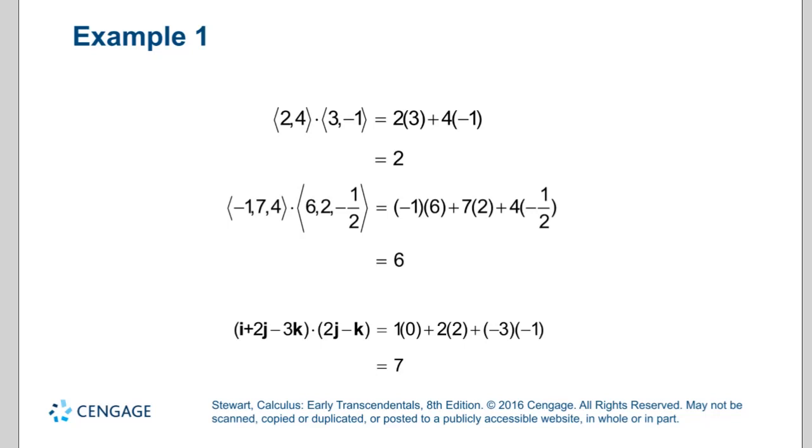You also can do this based on the ijk setup of the vector. You're going to do the same thing. You multiply the numbers in front of the i, which in this case is 1, and notice there is no i in the second one, so it's 0. Then 2 times 2, the two numbers in front of the j's. And then -3 and -1, the numbers in front of the k's. And we get 7 for that one.